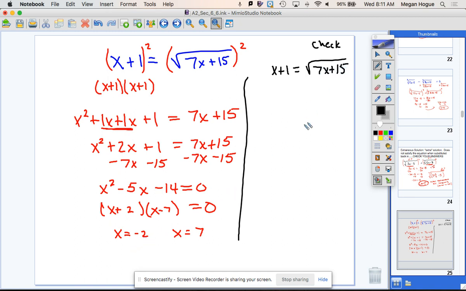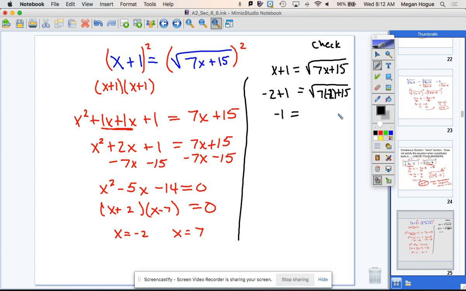So I have my -2 first, so let's check that. So I'm gonna do -2 plus 1. Well, that's -1. Well, there's nothing wrong with -1, right? So that should equal the square root of 7 times -2 plus 15. It's not a very good number in there.